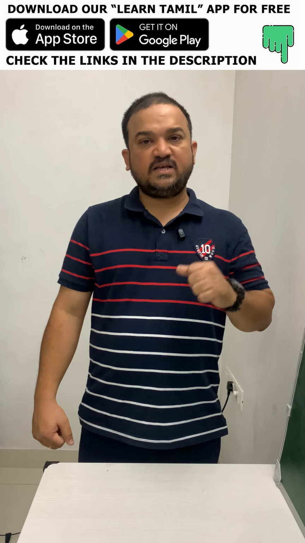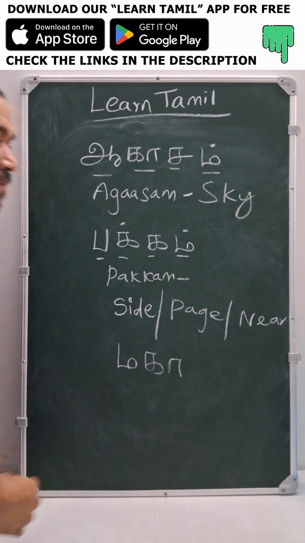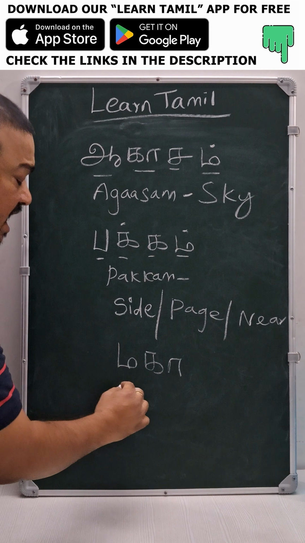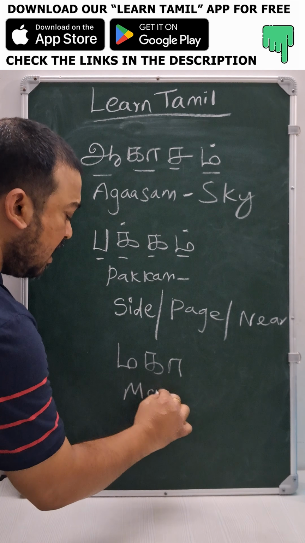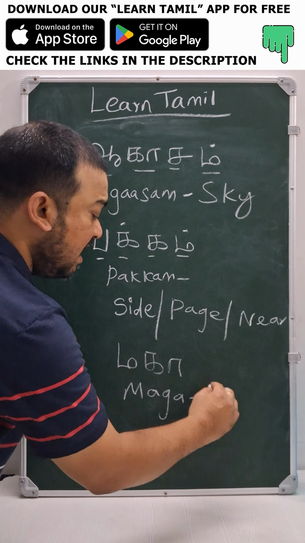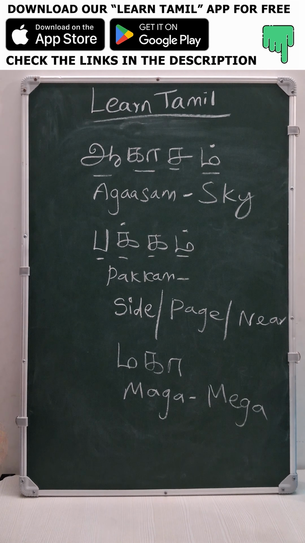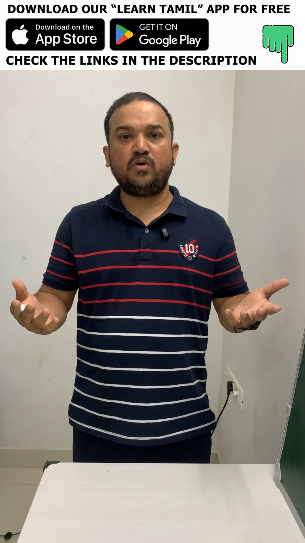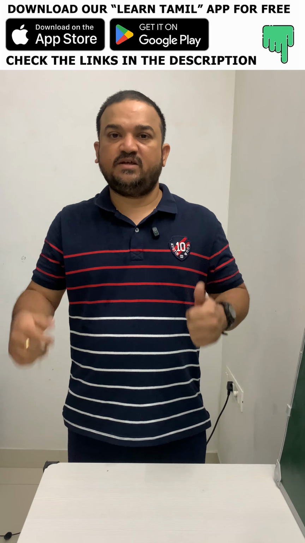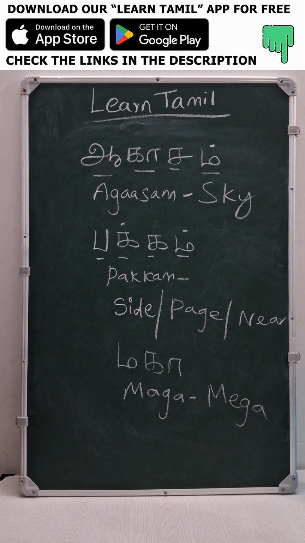Okay. Next, ma, ga, maga. Okay, maga is literally mega in English. So maga is mega. Mega is, you know, right? Huge or great. So the meaning of maga and mega is similar.